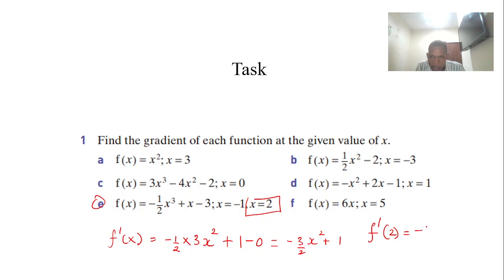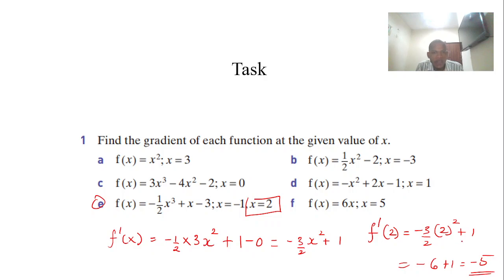So I have negative 3 over 2, then times what? I have x squared. This is now 2 squared, right? Then plus 1. Okay, this gives us now 2 squared is 4. Divide 4 by 2, that's 2. Then times negative 3, I have negative 6 plus 1. This is negative 5. This is the final answer, negative 5.